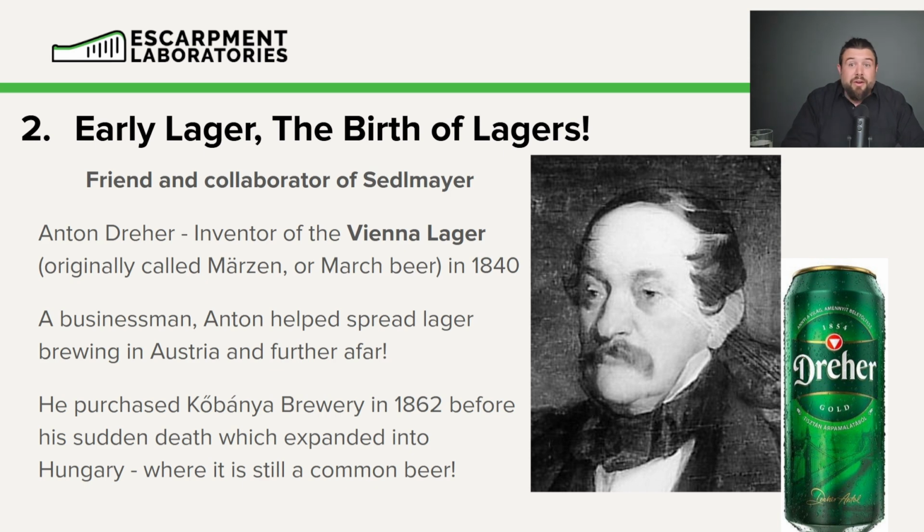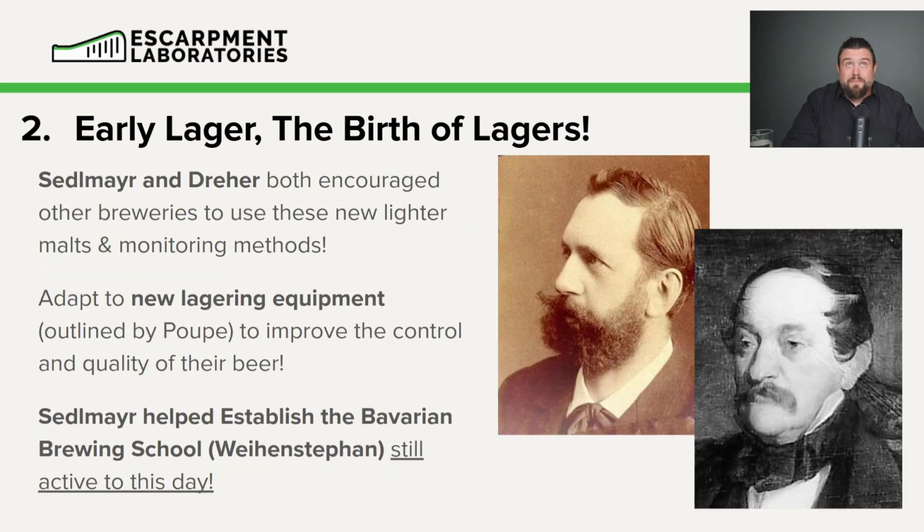Anton Dreher is one of the main reasons why these lighter lagers of the day became popular all across Eastern Europe. So Sedlmayr and Dreher both encouraged other breweries to use these techniques. They didn't hoard them to themselves. They shared this technology with everybody. They adapted the learnings from Poupe to improve the quality control of their beer using hydrometers and thermometers.